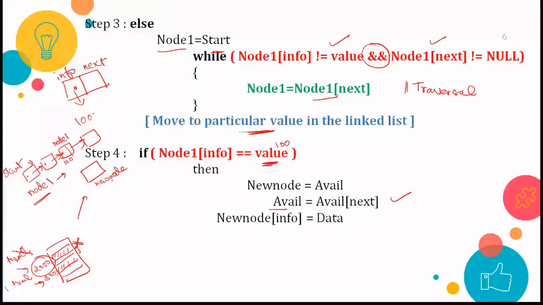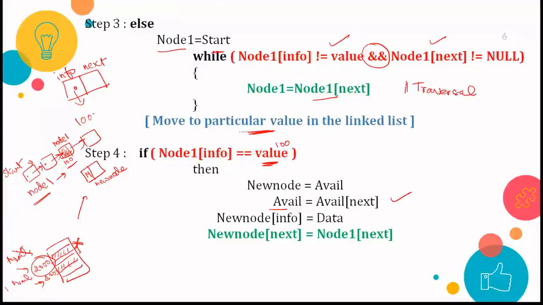And then the new node information. According to this algorithm, what we have to do is find this node where 100 is stored, and after this node we have to insert the value. So this is the new node. In new node information we will store some value. Let's say I want to store 14, and then new node information will contain the data.